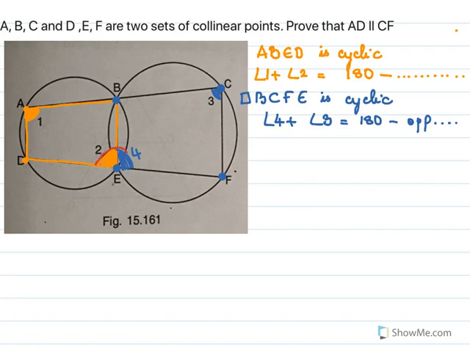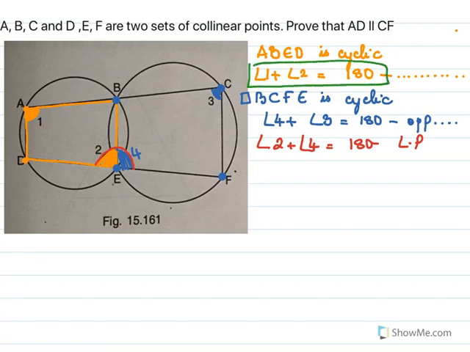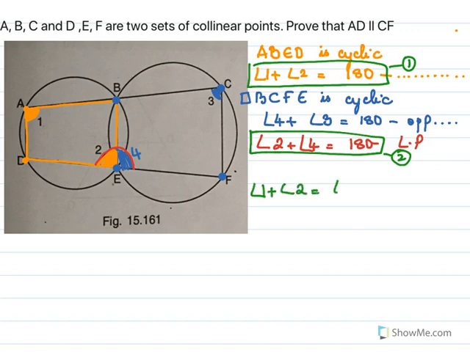Now we also know 2 plus 4 is 180. So angle 2 plus angle 4 is 180. That is a linear pair. Now if we compare both these, 1 plus 2 is 180 and we have 2 plus 4 is also 180. So I put equation 1, this is my equation 2. So angle 1 plus angle 2 equal to angle 2 plus angle 4 because both are 180. I cancel 2, so I have angle 1 equal to angle 4. This I'll put as equation 3.